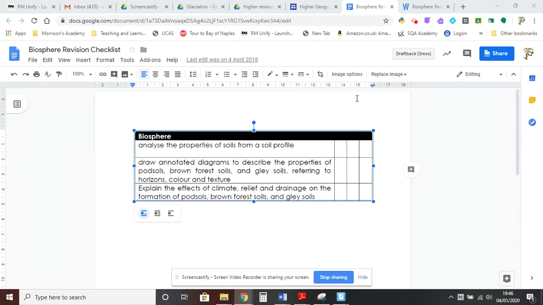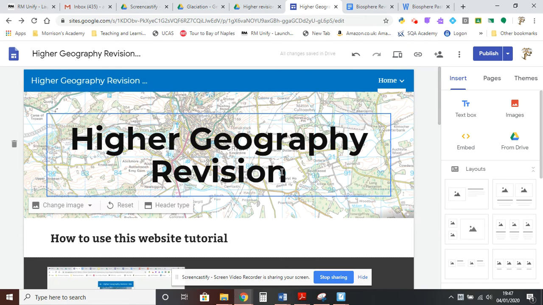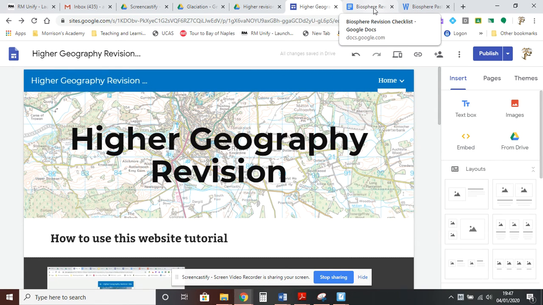This tutorial is going to help you answer a question that asks you to explain the effects of climate, relief and drainage on the formation of, and in this case, we're going to look at the Podsol. This question you're likely to have to answer will look something like this, which you can also find a model answer for if you go to the main revision site, Biosphere, and look at the model answer section.